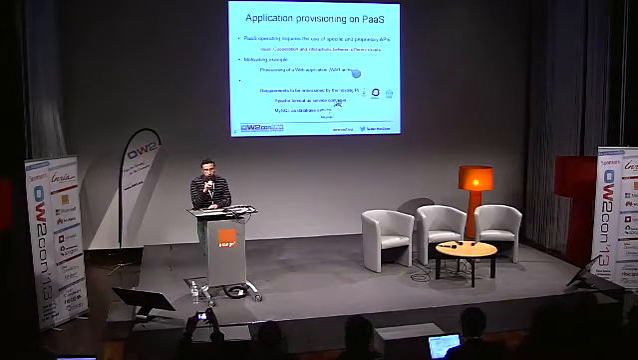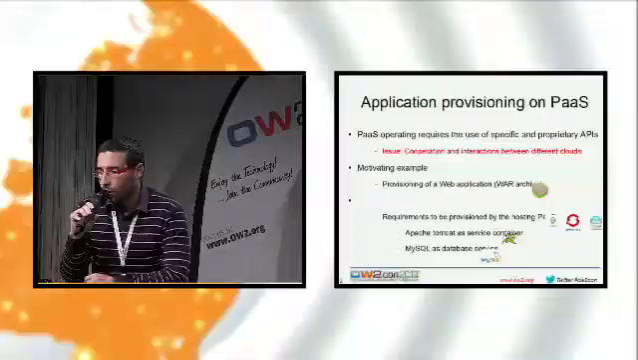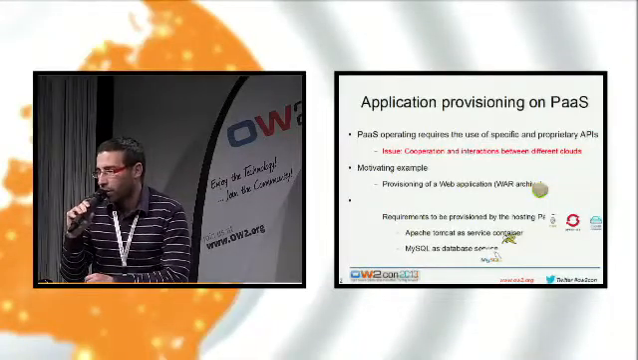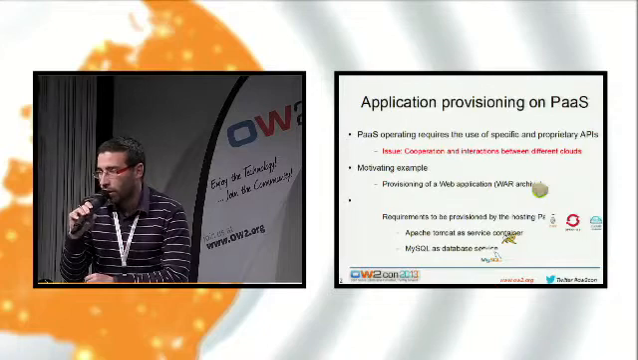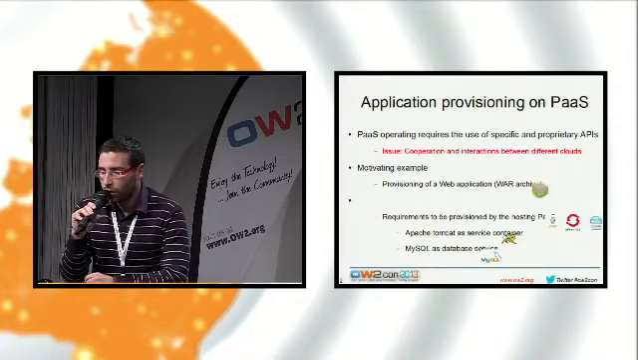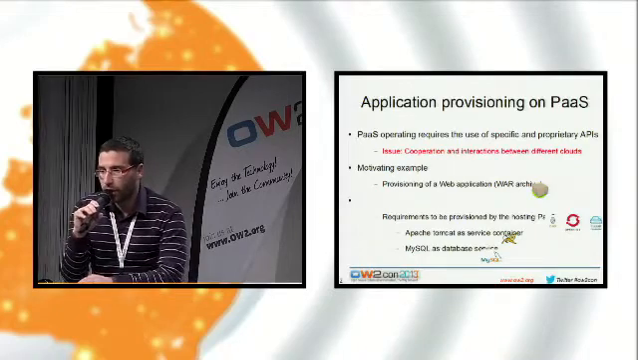So I will begin with the context of our work. Provisioning PaaS resources requires the use of specific and proprietary APIs, which are exposed by the PaaS providers. For example, if we want to provision a sample web application on an existing PaaS provider like OpenShift or Cloud Foundry, we have to provision an Apache Tomcat container and a MySQL database node to host and execute this application.